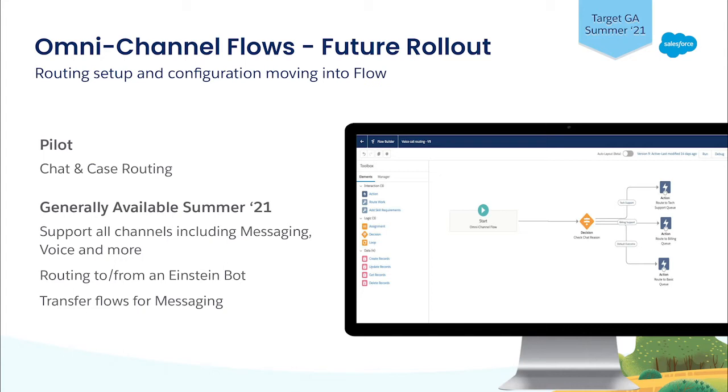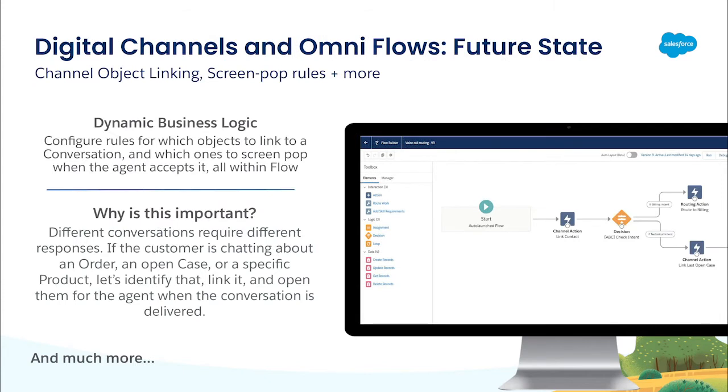In the summer, the remaining features will be generally available. We'll roll out support for all digital channels, including our other messaging channels and Service Cloud Voice, as well as supporting routing to and from an Einstein bot and transfer routing from agent to agent. While we're just introducing the Flow framework within messaging, we have many options coming your way.